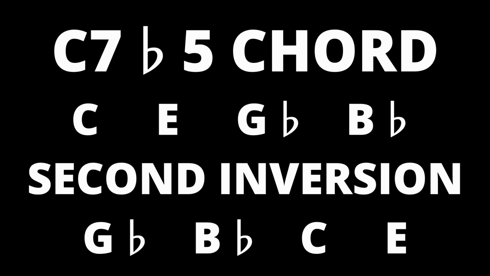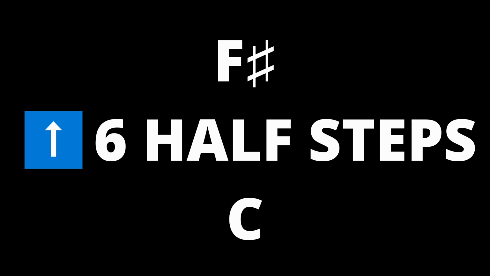Let's take the C7 flat 5 I showed you earlier to explore this idea. It has the notes C, E, G flat and B flat. The second inversion of this therefore has the notes G flat, B flat, C and E. If you want to learn more about inverted chords, then check out my videos in the description. This should be the same as the 7 flat 5 chord a tritone away.